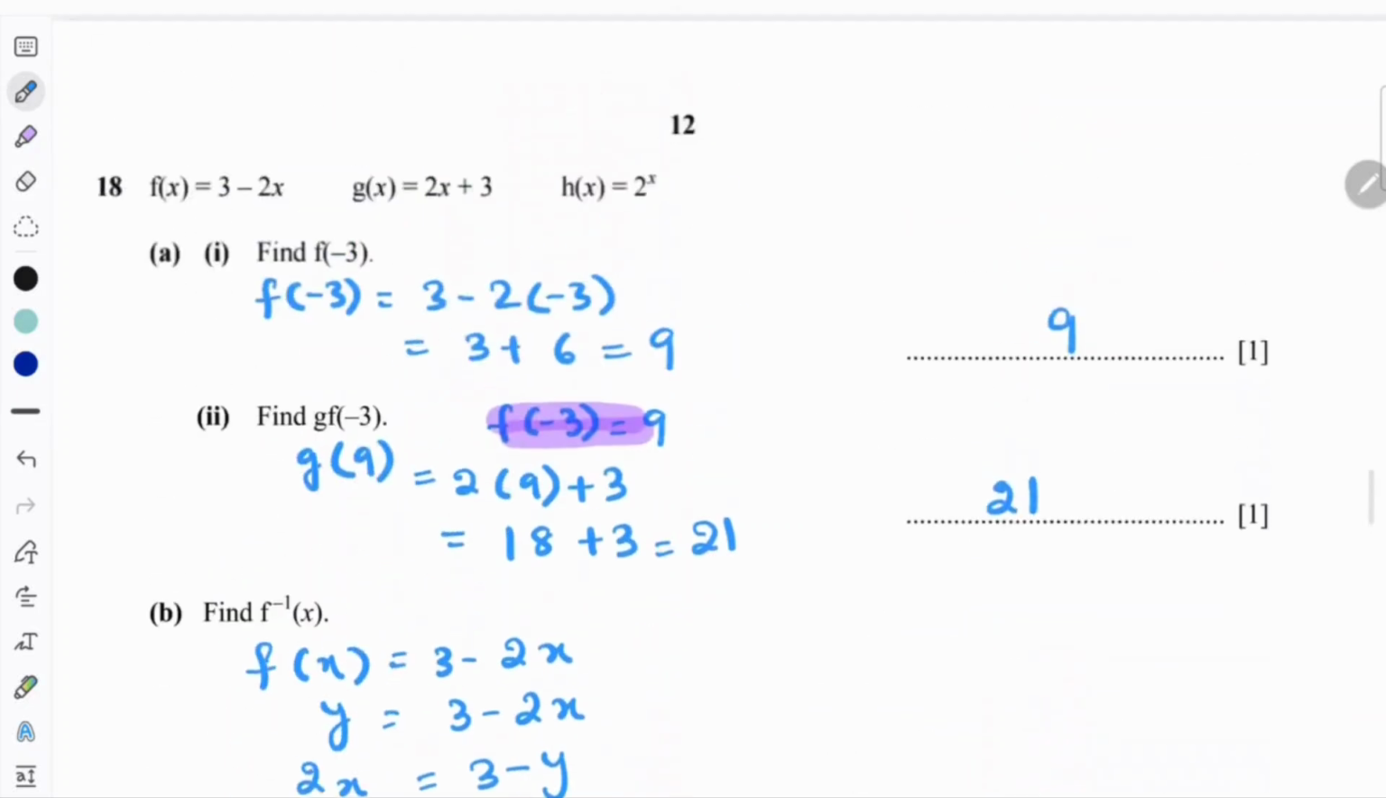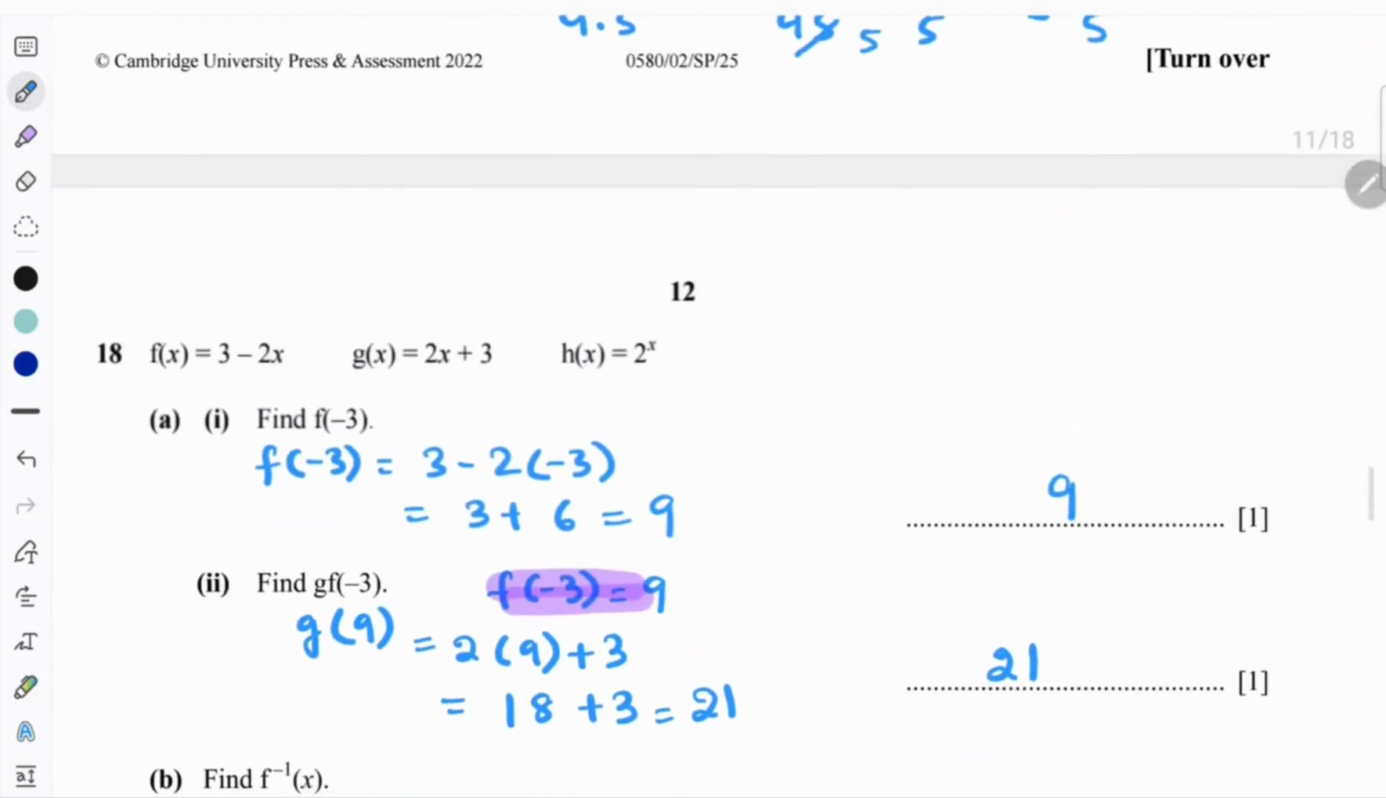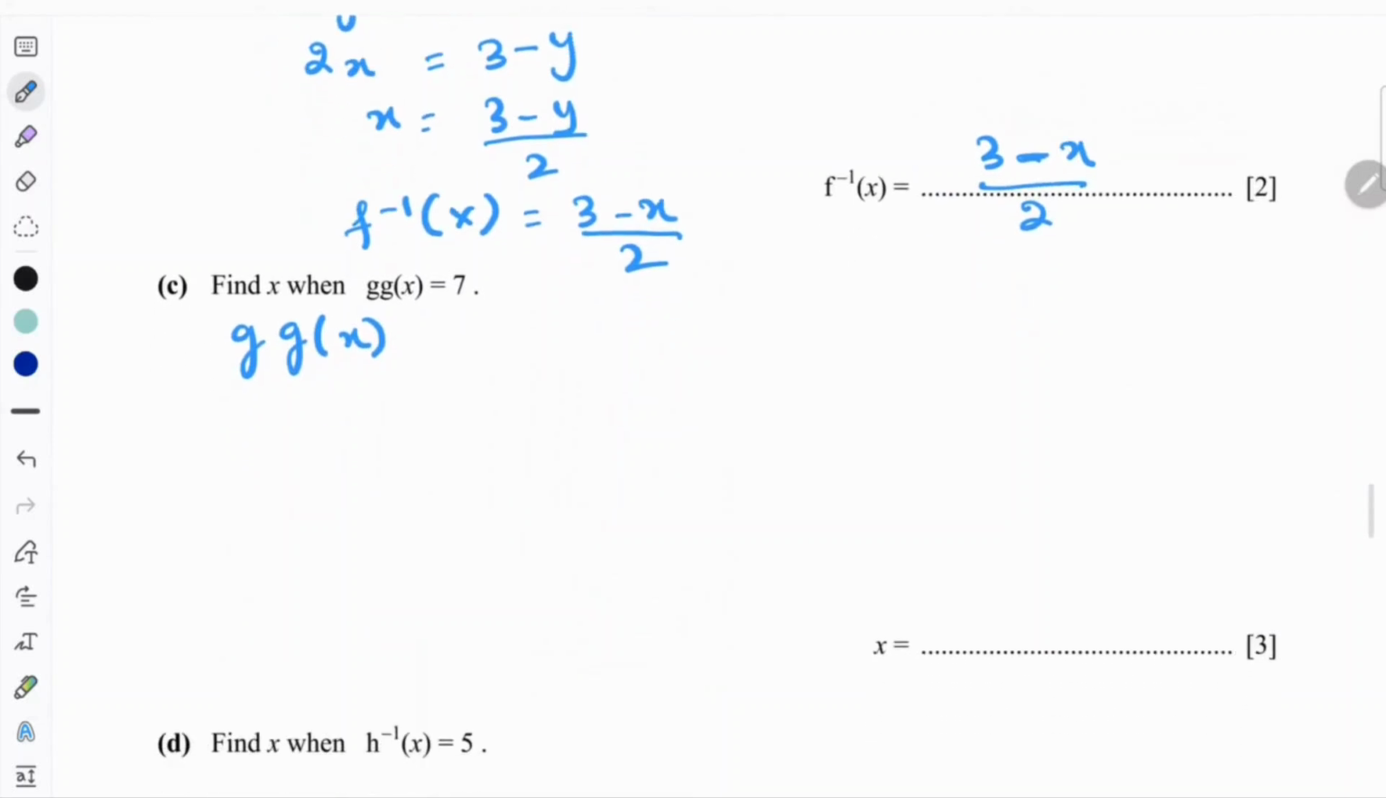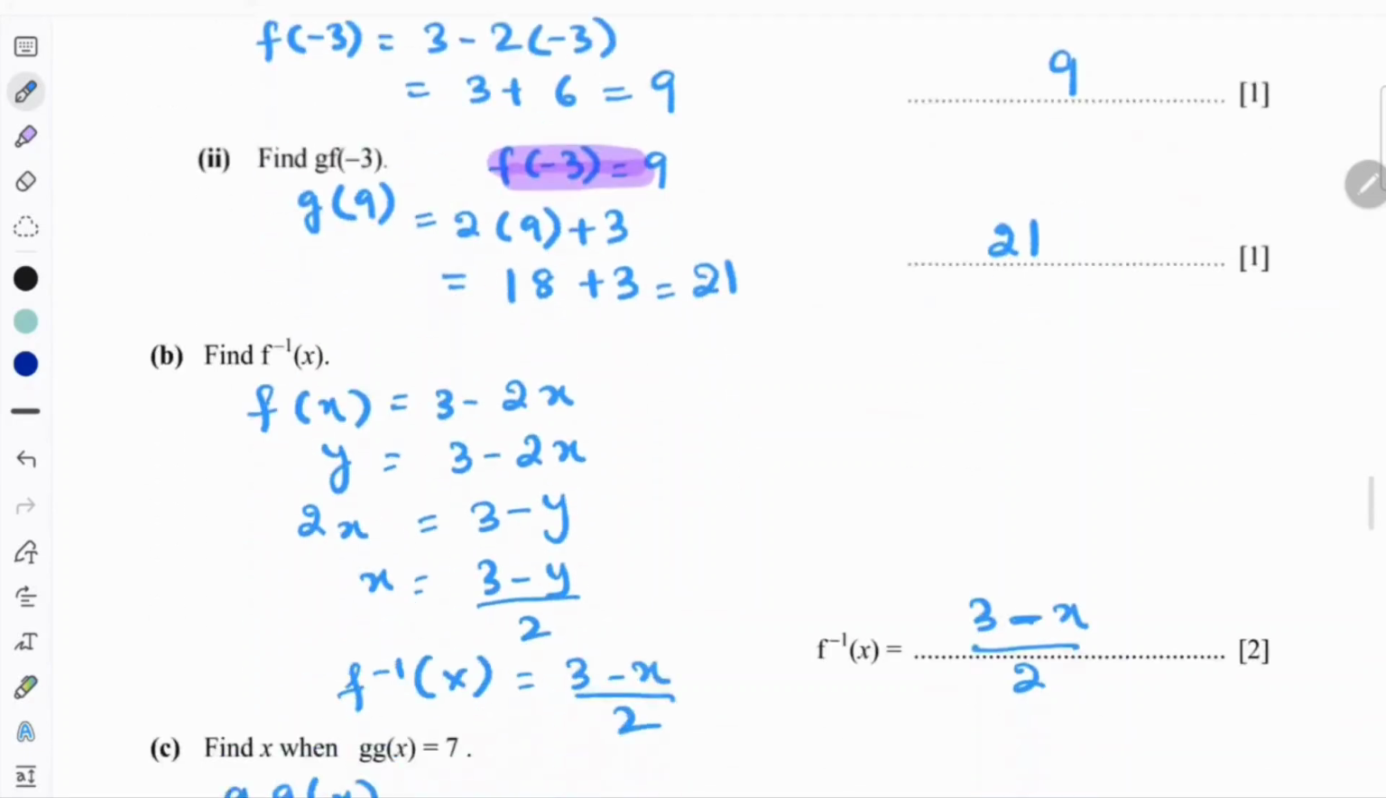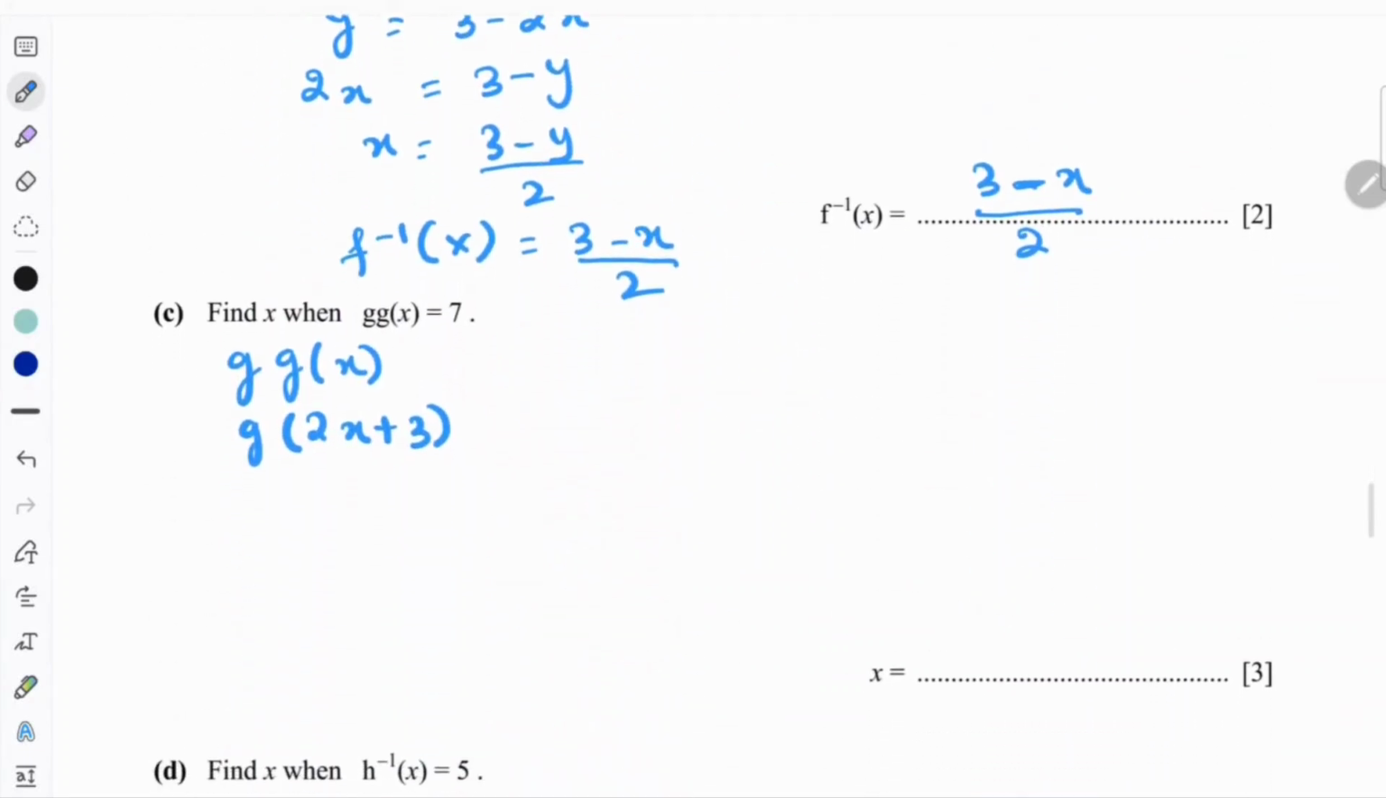So g of x is 2x plus 3. So that is g of 2x plus 3. In place of x, we write down 2x plus 3. 2 times 2x plus 3. In place of x only, I am substituting 2x plus 3. This x is 2x plus 3. Then plus 3 as it is.